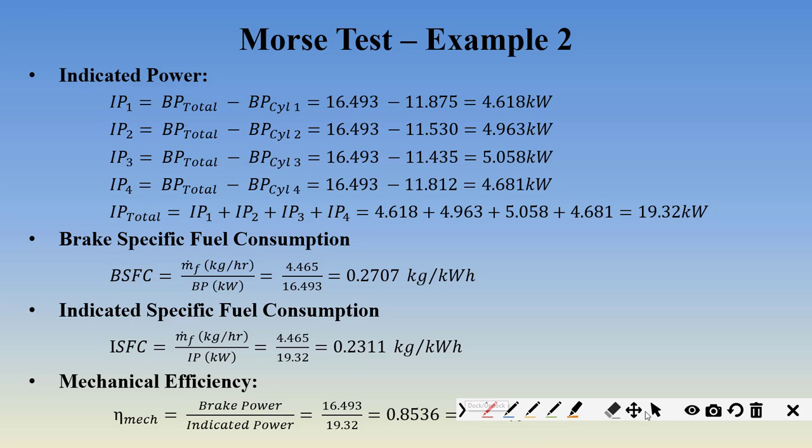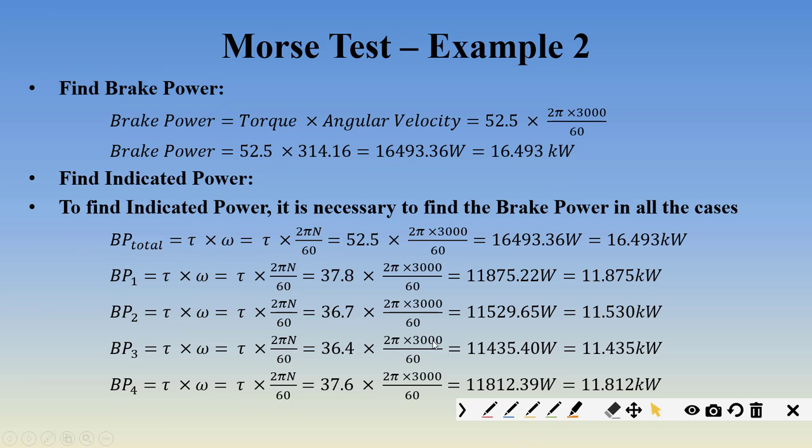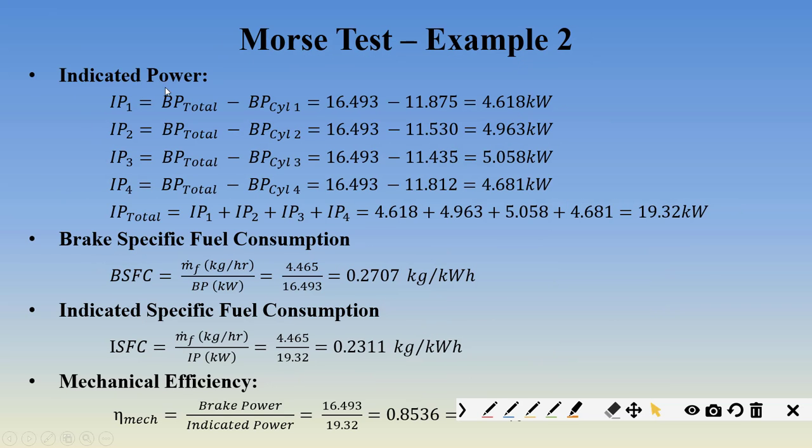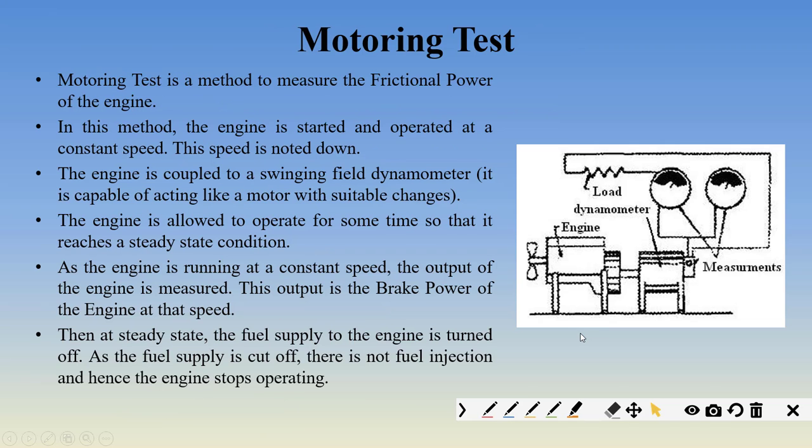The only thing that you have to keep in mind always is this part, right? Indicated power developed by cylinder 1 is what? Brake power total minus brake power cylinder 1. And similarly for all these cylinders. If you keep this in mind, you will be able to solve any Morse test sum. Okay. So this was the Morse test.